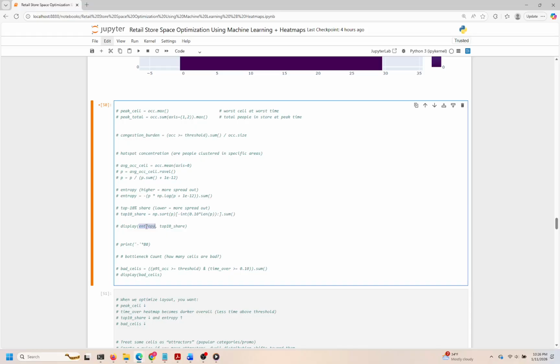This distribution is further refined by assessing the top 10% of the most occupied areas. Examining this share lets us understand concentration better. Lower values indicate a balance in how space is utilized.